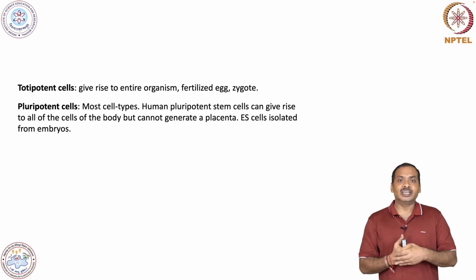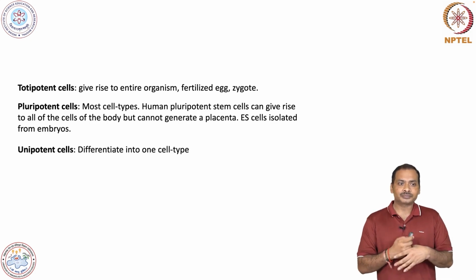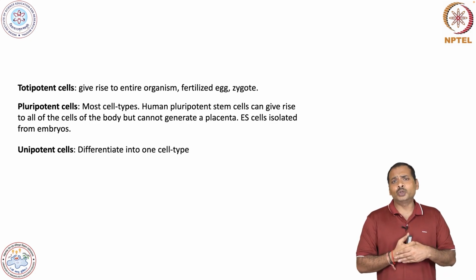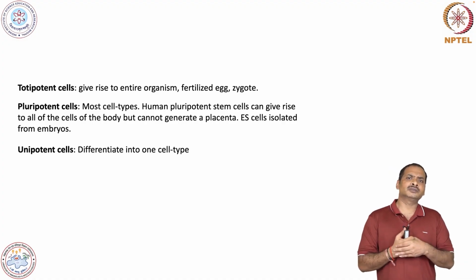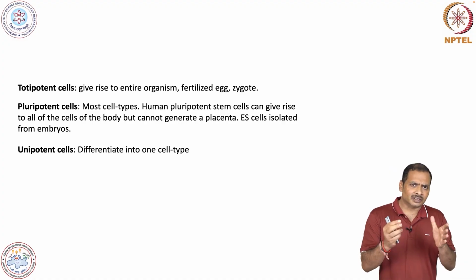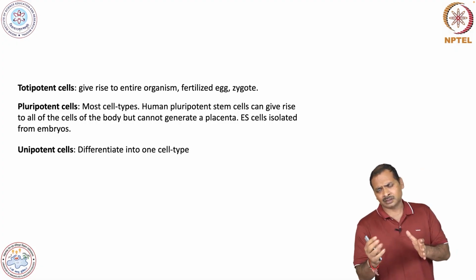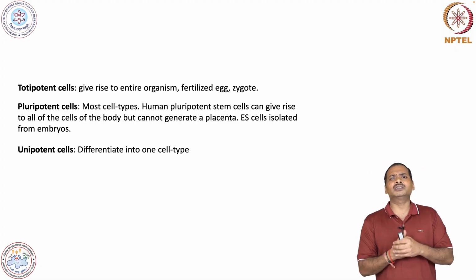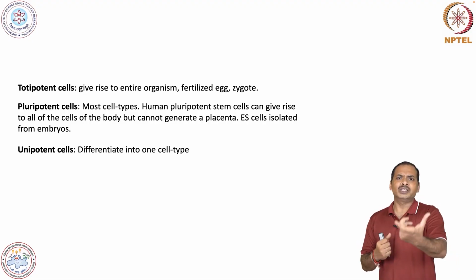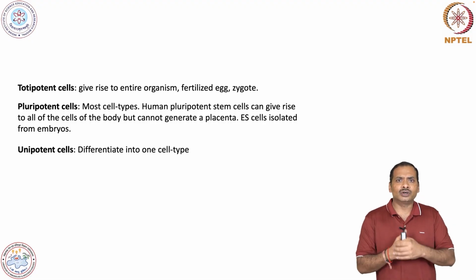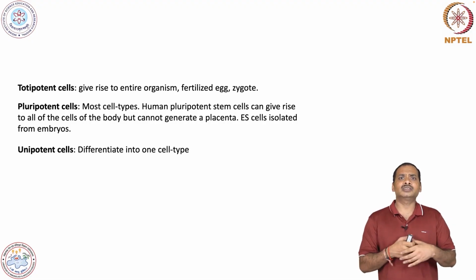In the next slide I will discuss all those things. Another is unipotent cells, and these unipotent cells are very restricted in development steps. These unipotent stem cells can make only one kind of cell. So that is why we call them unipotent stem cells.